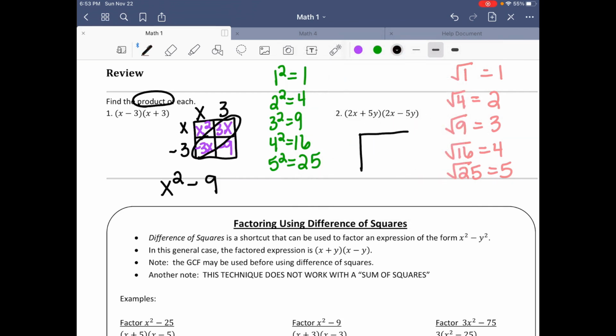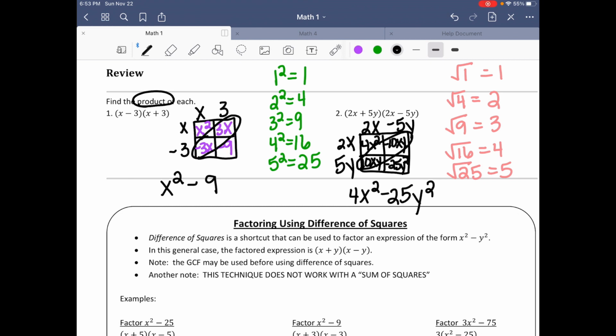For the next example, I would do my box again, and I have 2x and 5y, 2x and -5y. So this is going to be 4x squared, then 10xy, -10xy, and then -25y squared. Again, these two are going to cancel each other, and I'm left with 4x squared minus 25y squared.